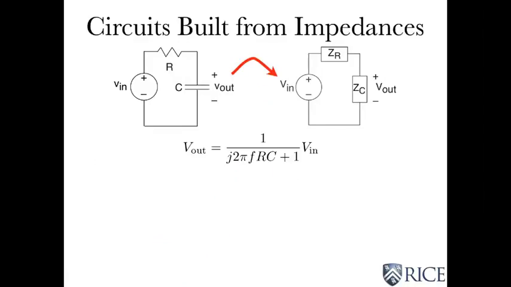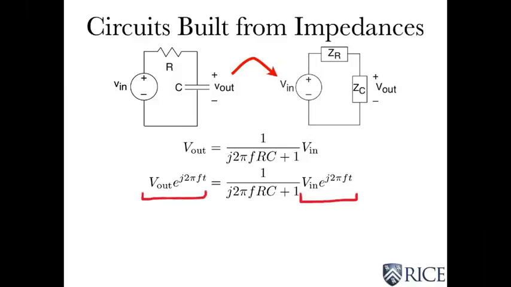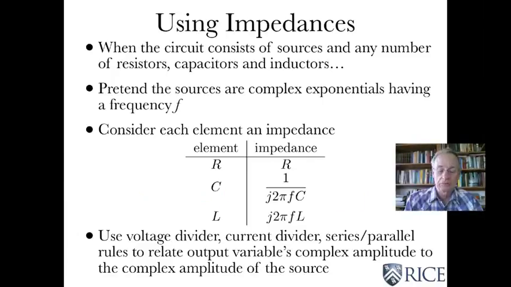And now to complete the story, we put back in the complex exponentials. We, if you will, uncancel the complex exponential that was lurking in the setup from the very beginning. Now we know that when the input is a complex exponential, the output is also a complex exponential, where V out is equal to this quantity. We have solved the circuit for the case of a complex exponential source. That's the way the impedance game works, if you will.